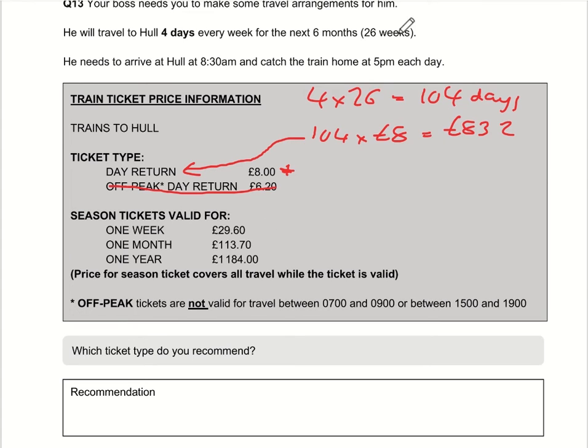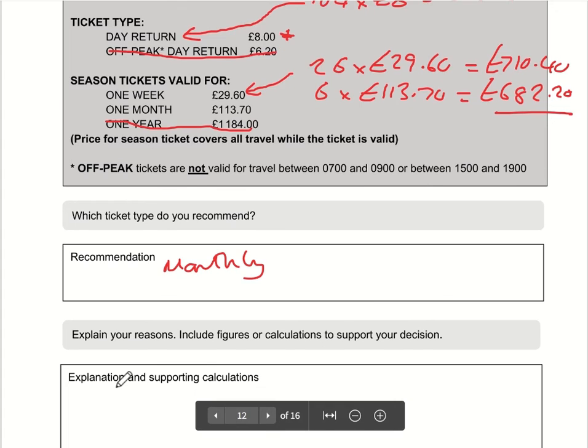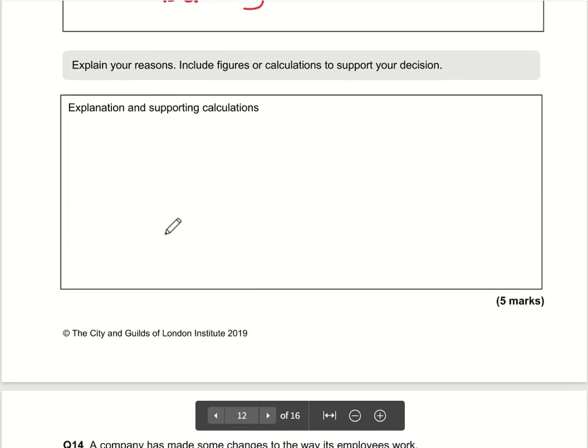He could get a weekly ticket, so 26 times by 29.60 comes to £710.40. Or he could get a monthly, which would be 6 multiplied by 113.70, and that comes to 682.20. Or he could get a 1 year, which is 1184. Okay, so the 1 year, that's definitely not worth it. So what's cheapest? It's 682.20, so it's the monthly. Perfect, and as long as these calculations are perhaps down here, then we are absolutely fine.